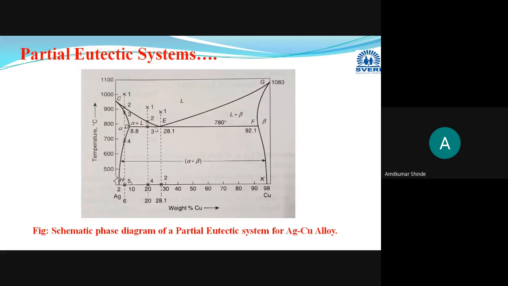Okay, now we will stop here. In the next lecture, we will go through this partial eutectic system and the microstructural changes for different types of alloys, whether eutectic, hypoeutectic or hypereutectic. That we will learn in the next lecture. Now I will stop here. Okay. Thank you.